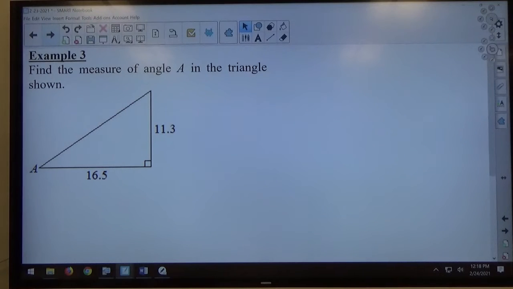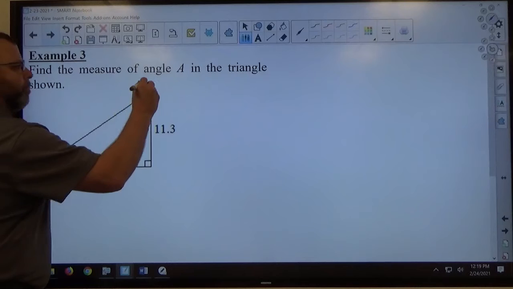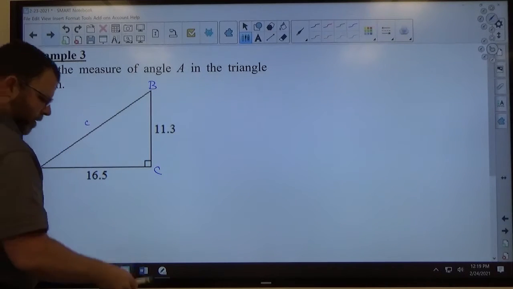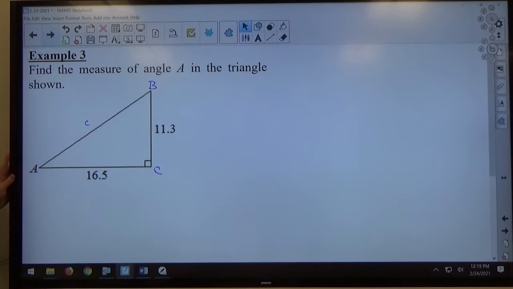So example 3, find the measure of angle A in the triangle shown. And again, I want to find everything. So A, we'll call this B, call this C. And just a thing trigonometry books tend to do when they're naming triangles, they use capital letters to name the vertices, capital A, capital B, capital C.